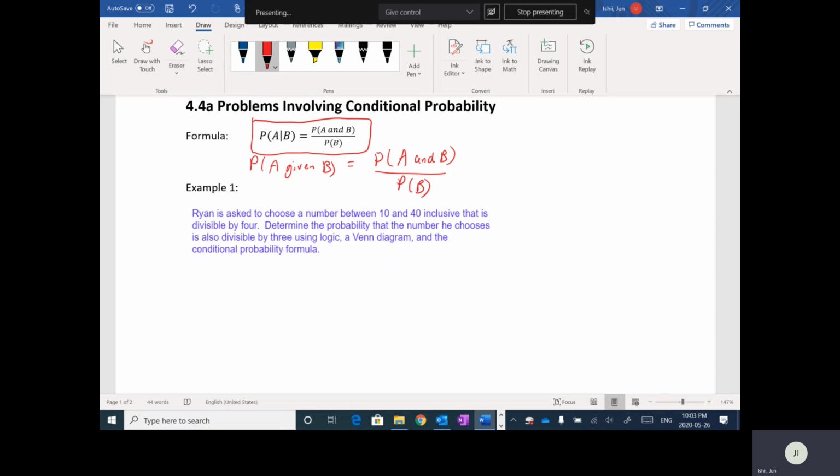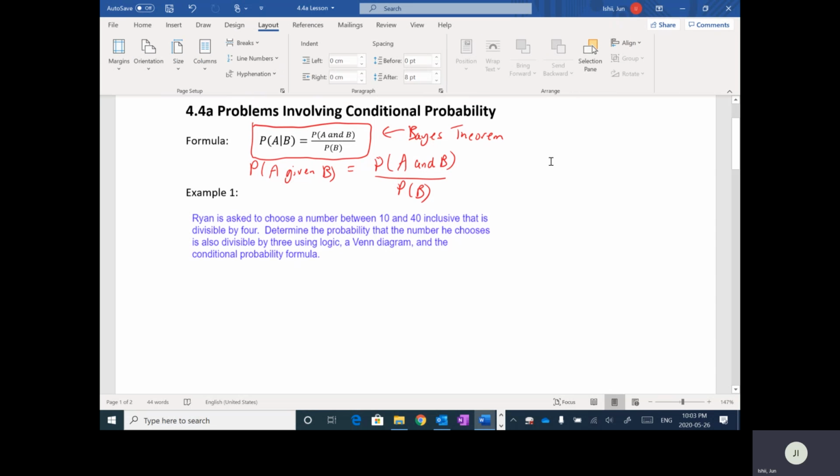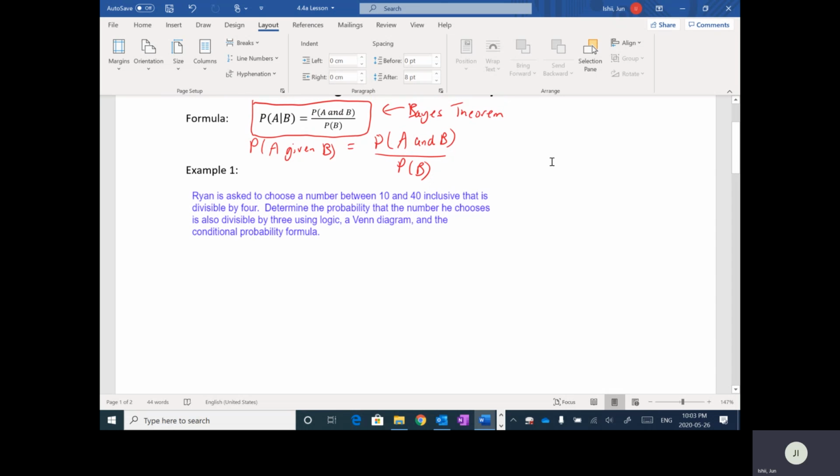This formula actually has a special name, not that it really matters to you guys, but it's called Bayes' theorem, and it's one of the more important formulas in probability in general. But anyways, the best way to see how this works is through examples. I've got two of them for you in this lesson. So let's get right into that first one.